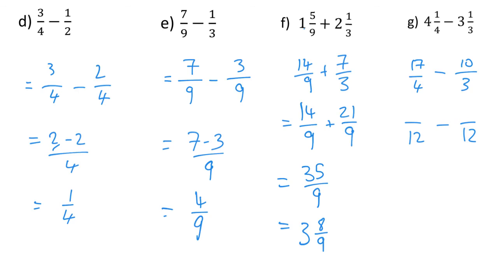To get from 4 to 12, we've multiplied by 3. So multiply the numerator by 3 and we get 51. To get from thirds to twelfths, we've multiplied by 4. So multiply the numerator by 4 and you get 40. So then 51/12 minus 40/12 is going to be 11/12. And that's your answer.